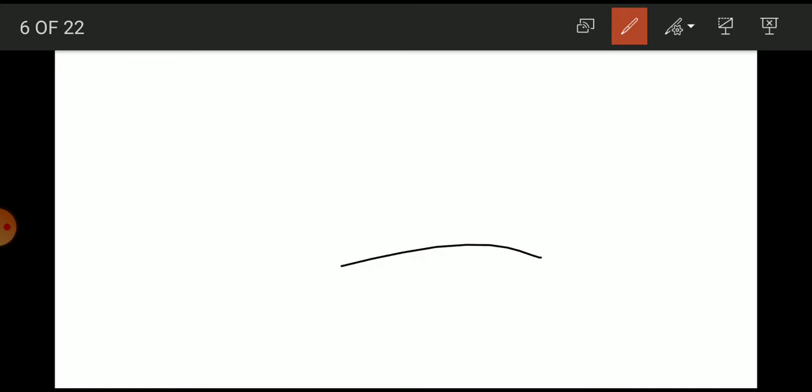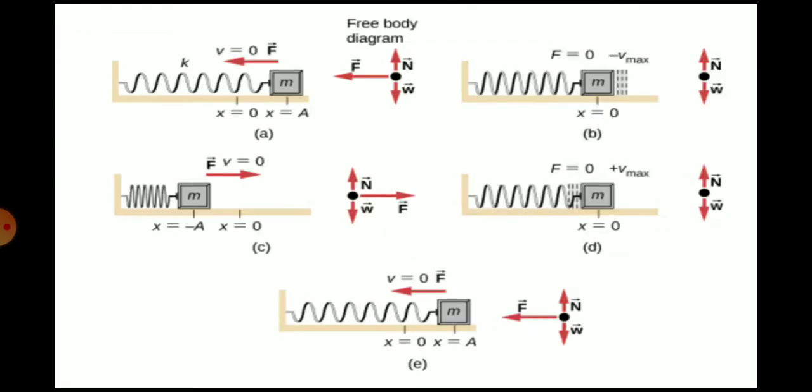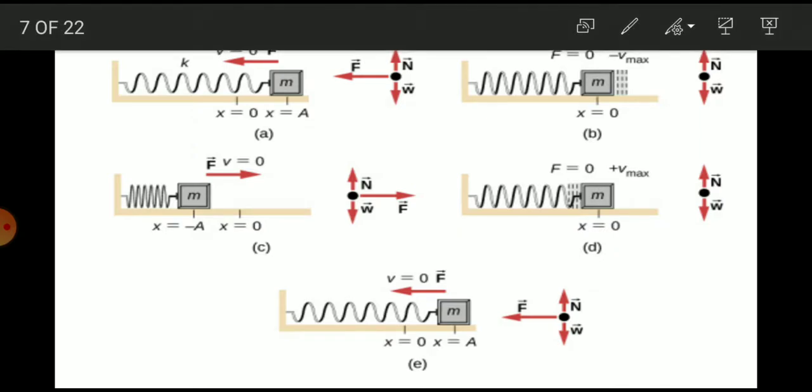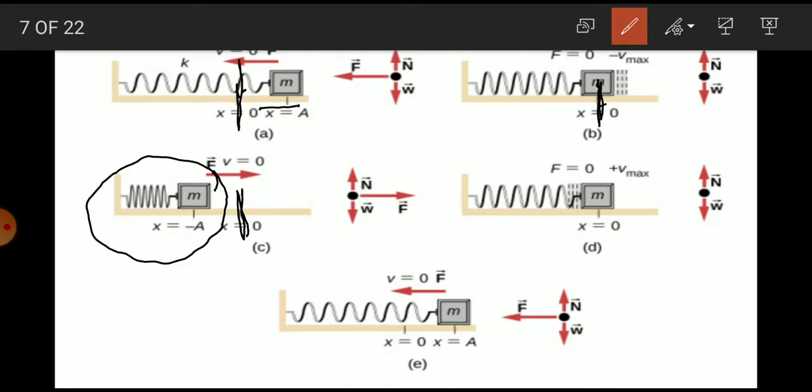Now this is a mass attached to a spring system. In this case, different positions are shown in the figure. Here the spring is compressed. This is the mean position. Here the spring is stretched. Here the spring is at mean position. Here the spring is stretched. The spring will bring the body to the original position.